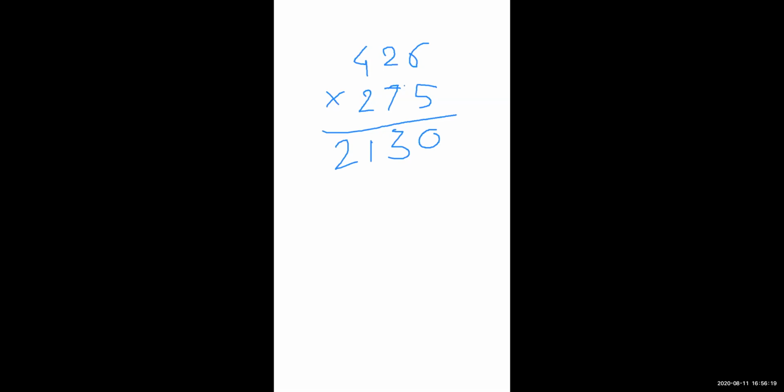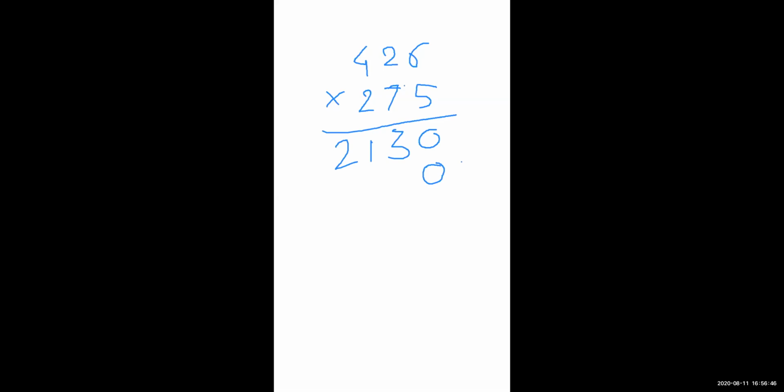You know that when we are going to multiply the tens place, we have to give one zero here. Here is a zero. Why? Because 10 has 1 zero. And you know that when we multiply any number by 0, the answer is always 0. Now let's multiply 426 by 7.